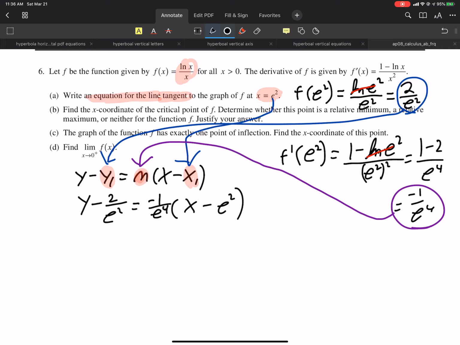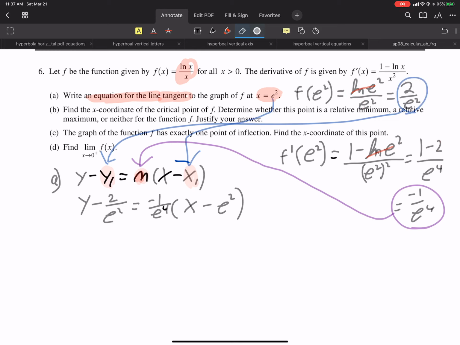Do I need to rewrite it to change it in any way? No. It doesn't say what specific form they want, so point slope form is fine. We could do slope intercept, but we do not want to make a mistake. If we were to rewrite it incorrectly, we'd lose our point that we have received. So let's stop there. Let me erase this. Hopefully we won't need any of this stuff.